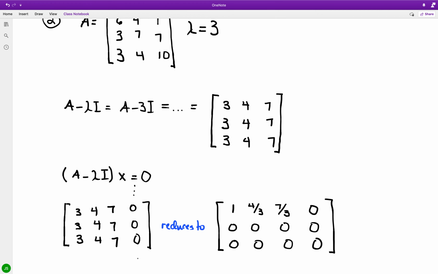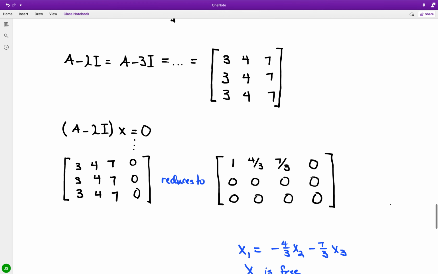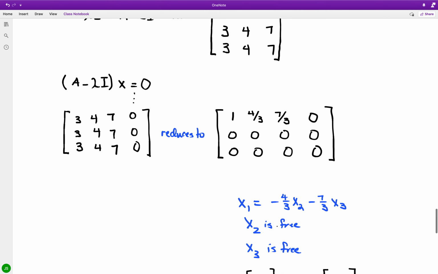if you reduce all the way to reduced echelon form, both x2 and x3 end up as free variables. The reduction is 1, 4/3, 7/3, 0 at the top, and the middle and bottom rows consist of 0 alone. So in our solutions, x2 and x3 are free variables, and x1 equals negative 4/3 of x2 minus 7/3 of x3.